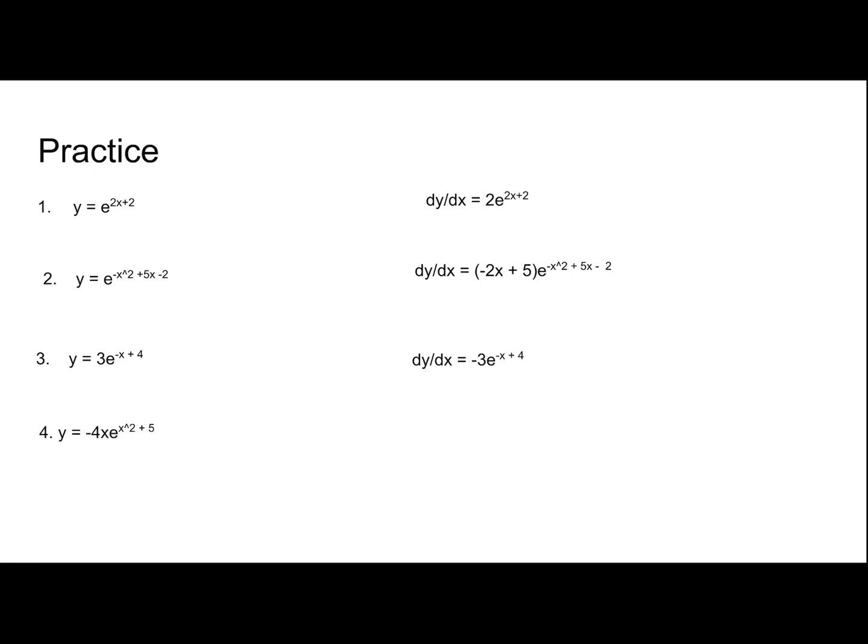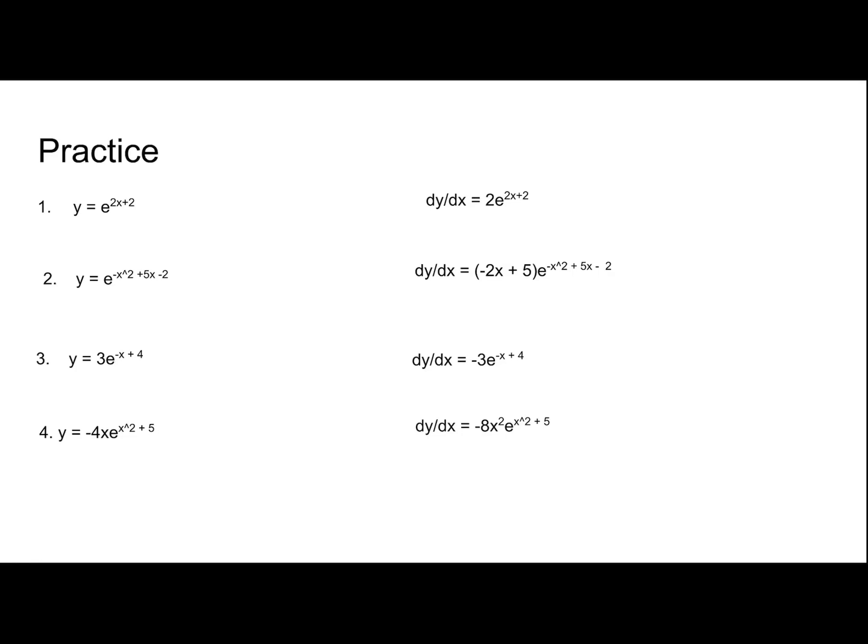Question number 4, y equals negative 4x e to the power of x squared plus 5. In this case, I actually made a mistake when I was making this video. I forgot to use the product rule. We have to use the product rule with the chain rule because we have two functions multiplied together. So in this case, we have negative 8x squared e to the power of x squared plus 5. The derivative of x squared plus 5 is 2x, so negative 4x times 2x is negative 8x squared.